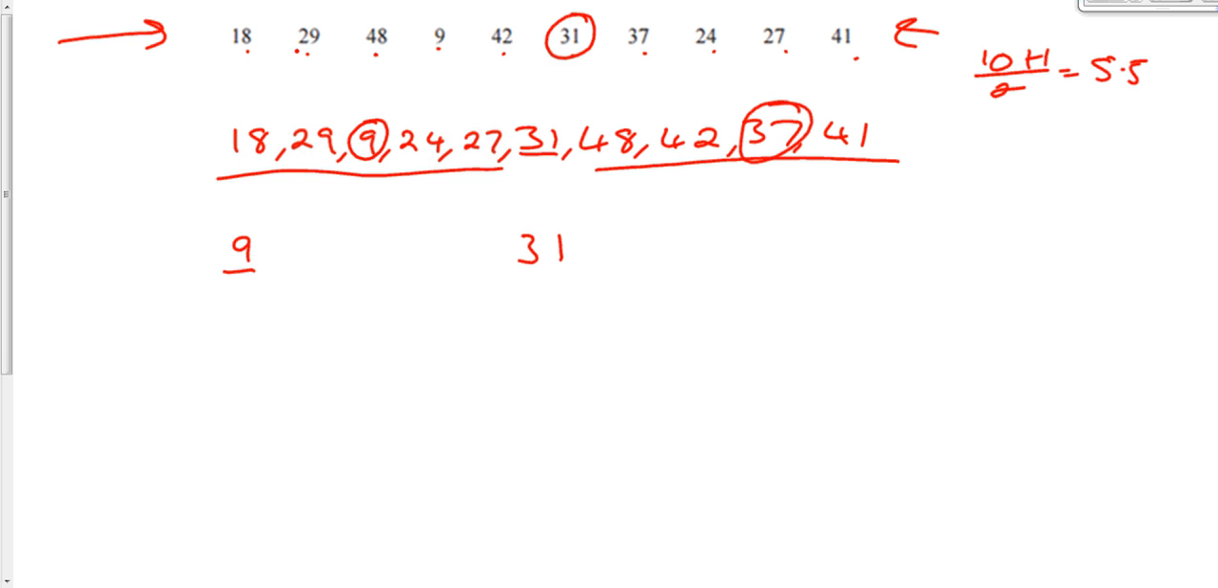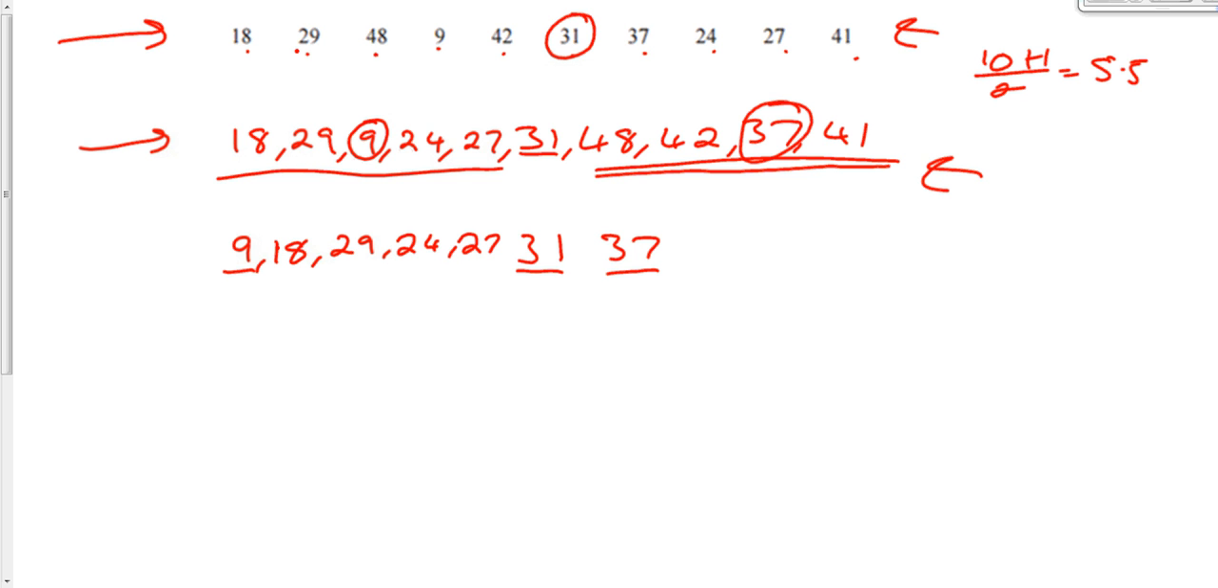And then again, for the subset that we're looking at, this one on the left, I'm going to read from left to right. So the first number is going to be 18. Then it's going to be 29. Then it's going to be 24. Then it's going to be 27. Then it's 31, which I'm going to underline because we've already used that before. Then we've got 37, which, if you have a quick look at it, in this subset of 4 here, is going to be the smallest. So I'm going to write 37 and underline that. And then reading this subset from left to right, we got 48, we got 42, we've got 41.